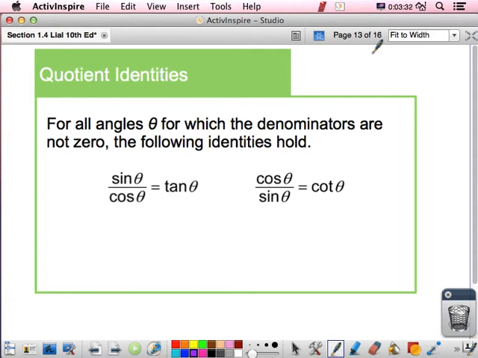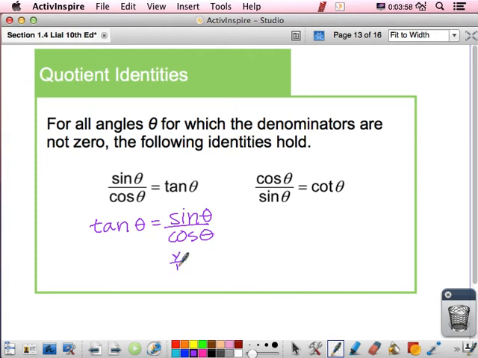Okay, so what the quotient identities say is that anytime you have sine of an angle divided by cosine of an angle, that always equals the tangent of that angle. So that's one that's always true. Tangent is always equal to the sine divided by the cosine, as long as the three angles are the same. It should make sense, you guys, because what's the definition of sine?